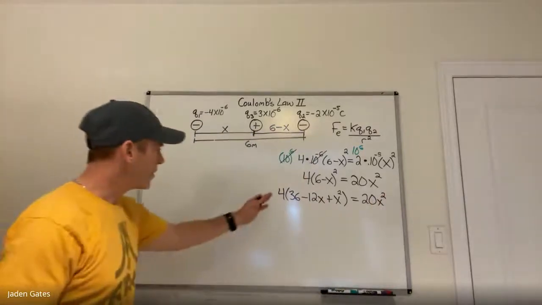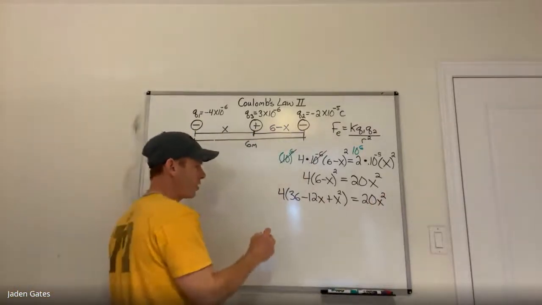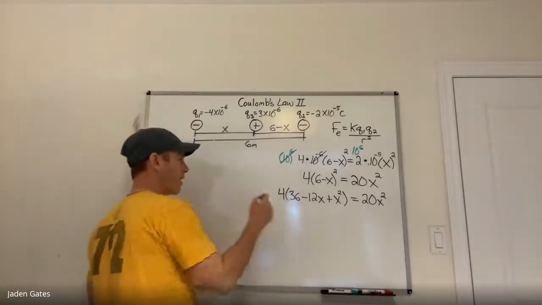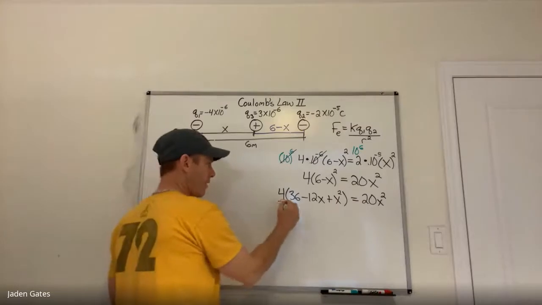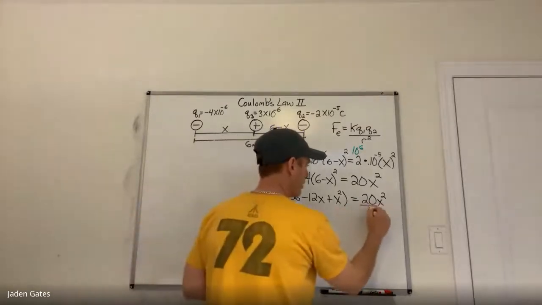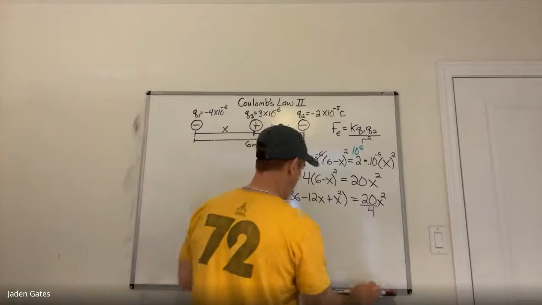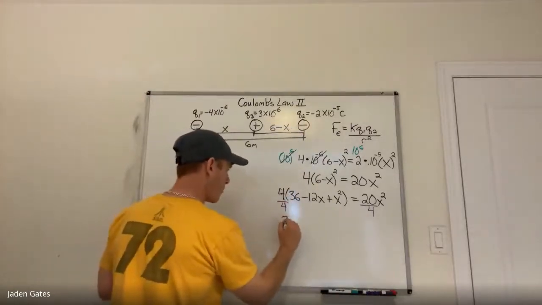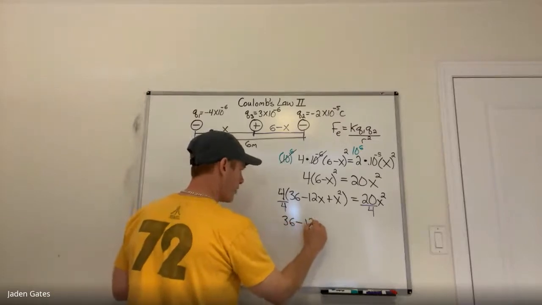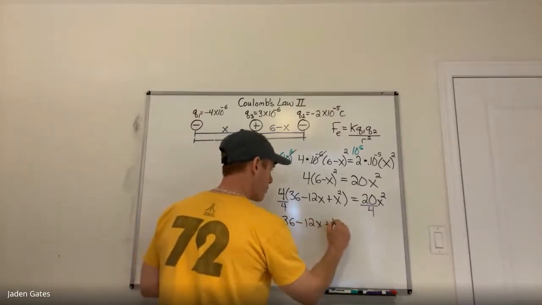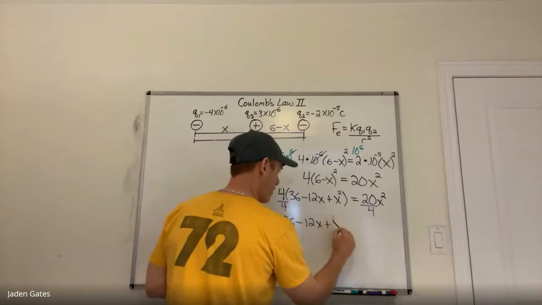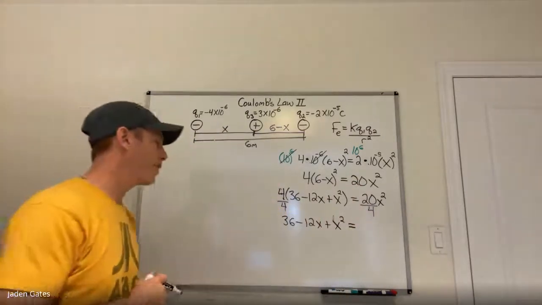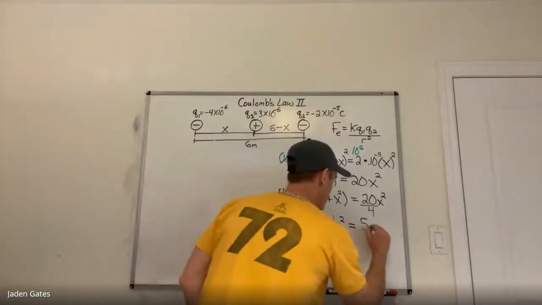All right, now, still with more math going on here. Again, there's lots of ways to solve this. A nice easy way is I can get rid of this 4 by dividing both sides by 4. All right, so that gets rid of the 4. And so now all I have is 36 minus 12x plus x squared. And then on the other side, I have a 20x squared divided by 4. That's a 5x squared.